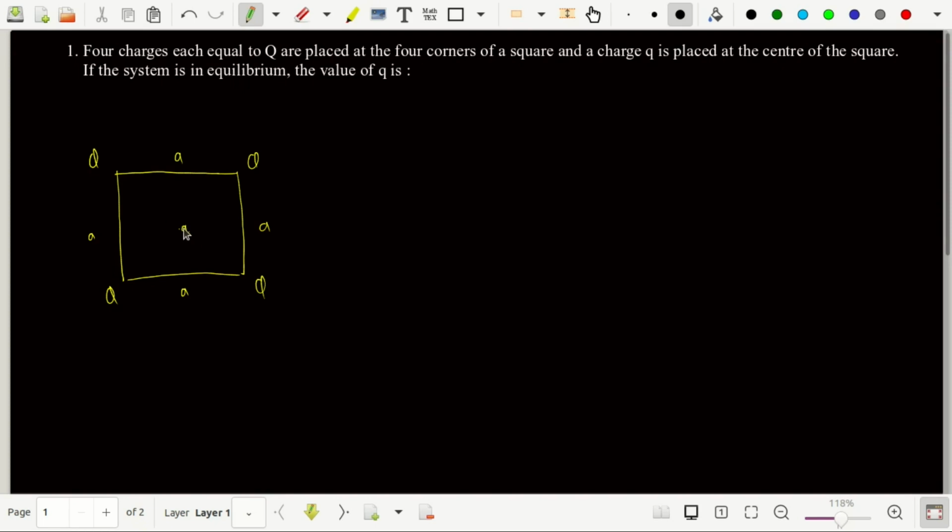Okay, now let's try to figure out if this is negative, since we came to know that if it is a positive charge, the system is not in equilibrium. What if it is a negative charge? What will happen? Let's see it.